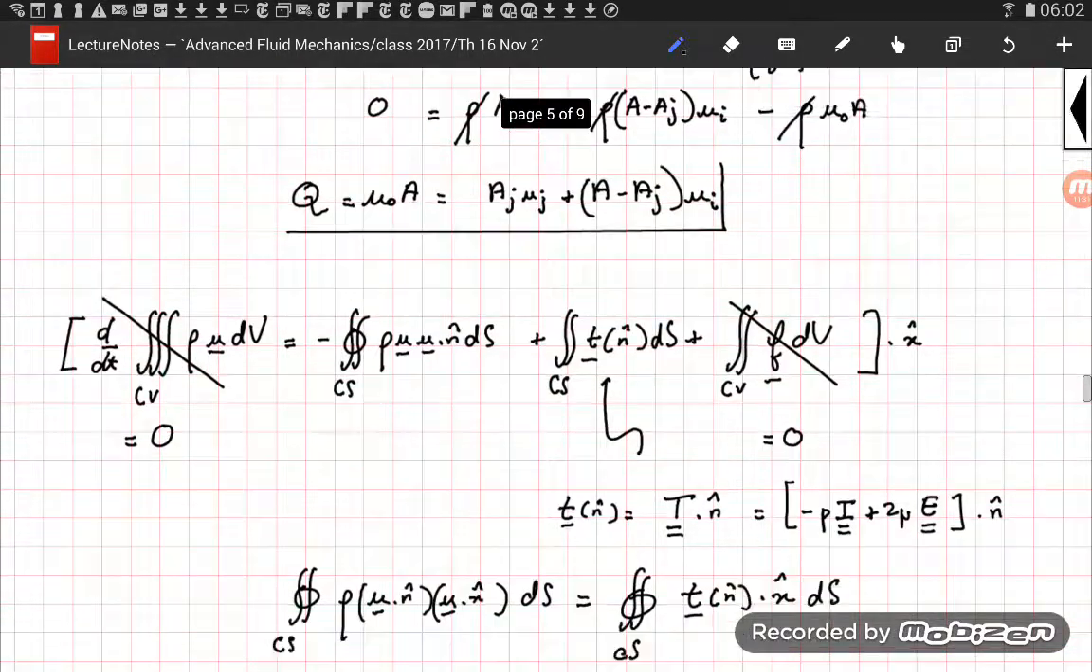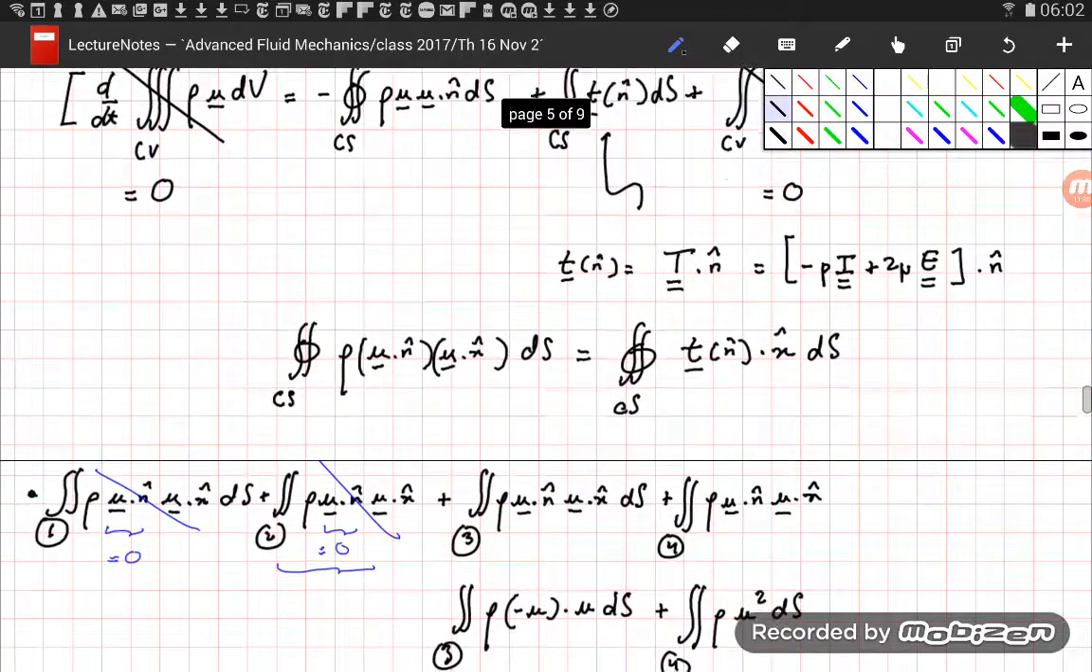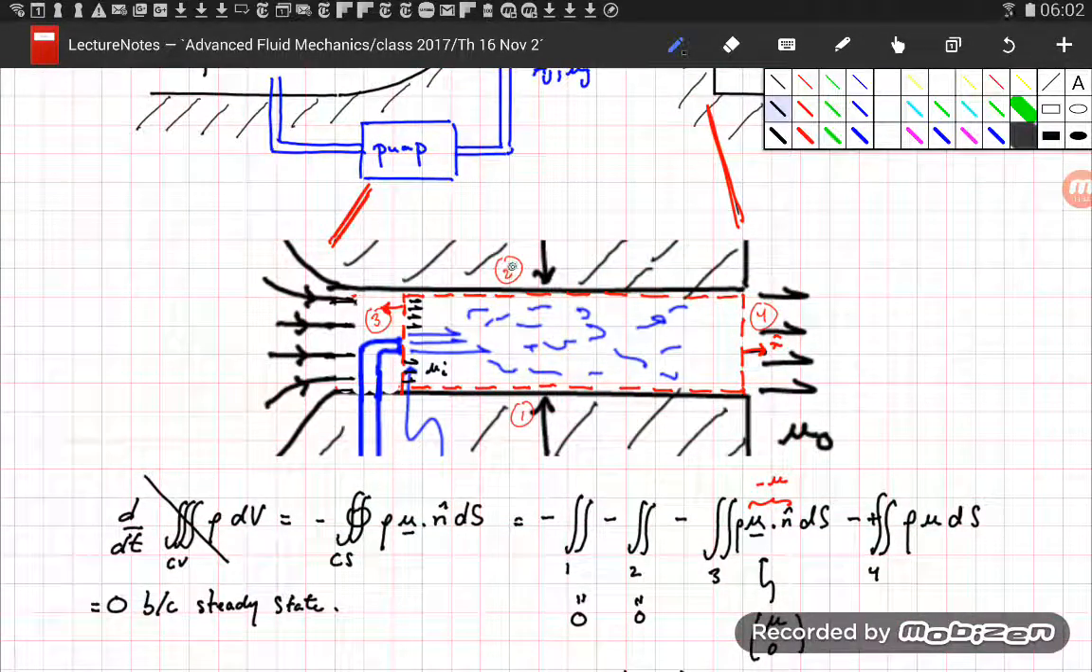So in this problem here, where did I write it? We can neglect the effect of viscosity. So we only have pressure. Now, let's consider our two side surfaces, 1 and 2. Do we have pressure apply?